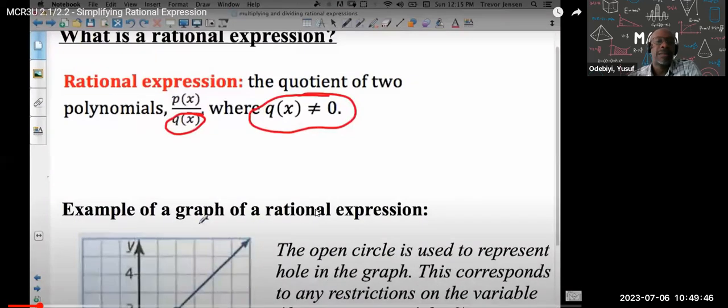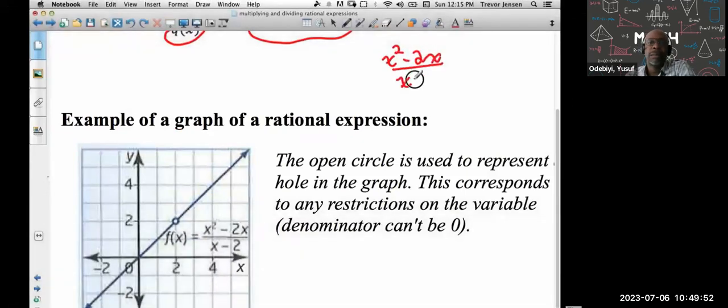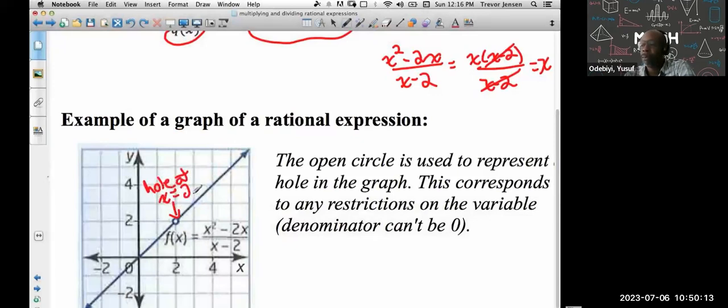Over x minus 2. Later you'll learn how to simplify something like that, x squared minus 2x over x minus 2. That could be factored, x times x minus 2 over x minus 2. And then the x minus 2's could be canceled. So it's really just the graph of y equals x, but with one key difference. You'll notice right here, there's a hole in the graph, a hole at x equals 2.